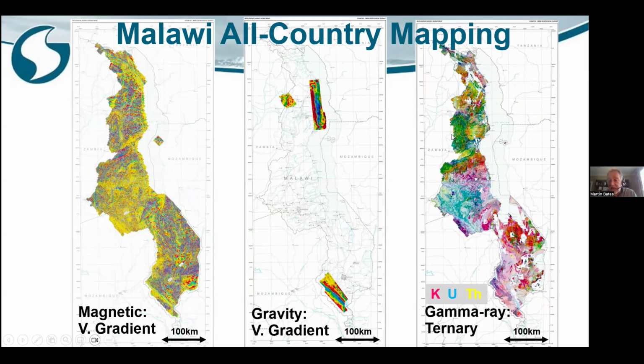And on the right, you've got this nice gamma ray ternary. This is where you combine uranium, thorium, and potassium together into one image. The pinker it is, the more potassium; the bluer it is, the more uranium; the more yellow, thorium; and everything in between are colors of combinations. And the stronger the color is, the more intense the signal was. You can see some white gaps in there. That's where we flew too high, or there was a lake. There's Lake Malawi there on the right. You don't get anything there.